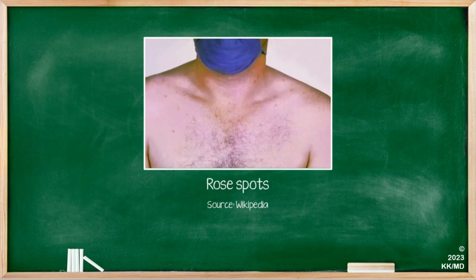So this is a classic picture of rose spots that are relatively small, almost erythematous-looking circular patches of skin that you can see on the front of the chest of this gentleman. That is really quite classic for infection with Salmonella typhi.